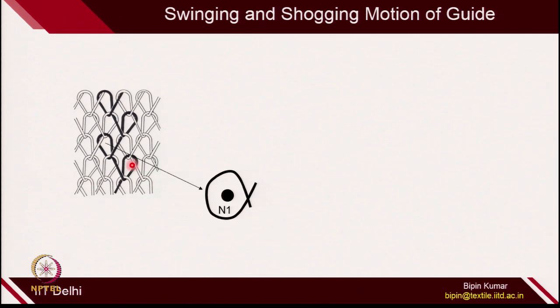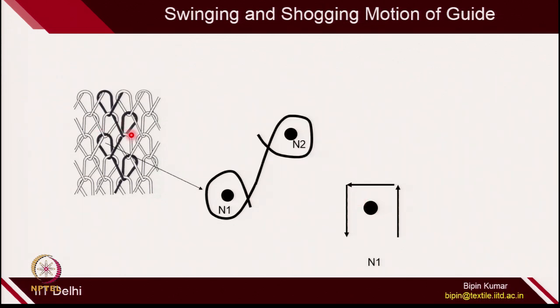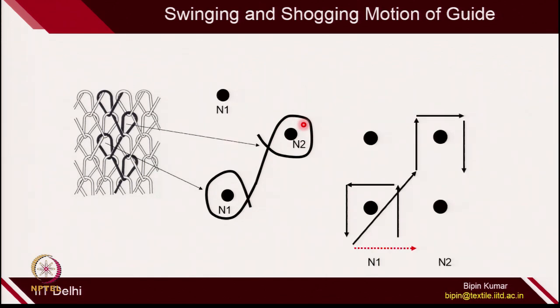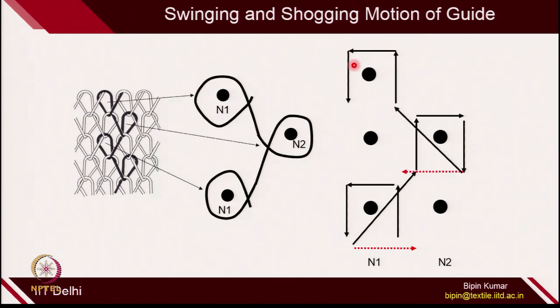You can see it here. First the loop is being formed by the N1 needle, and then in the second course the loop is being formed by the N2 needle for the same yarn. In the third course it is again formed by the N1 needle. In this way the yarn is shifting from one needle to other needles during the courses, and this is the planar view, how the movement might actually have happened on the machine.